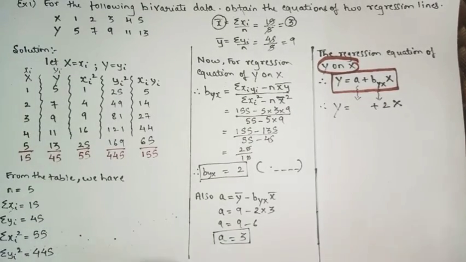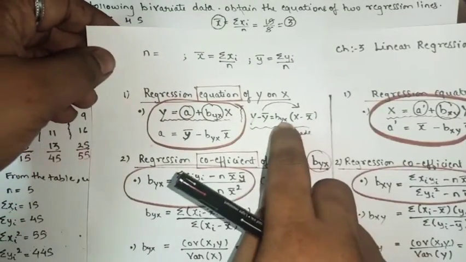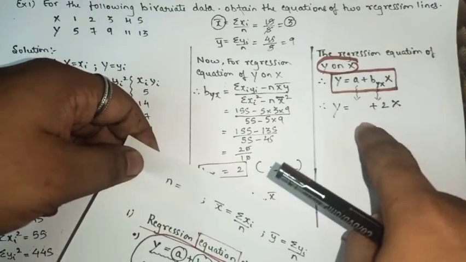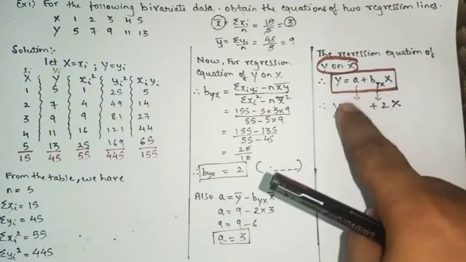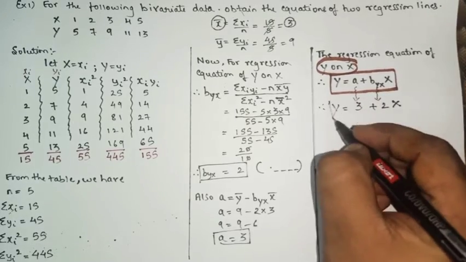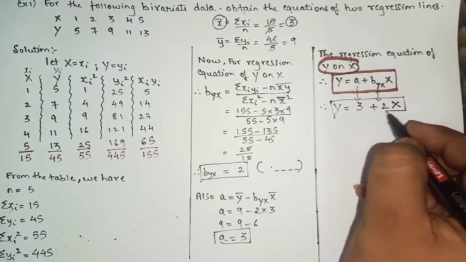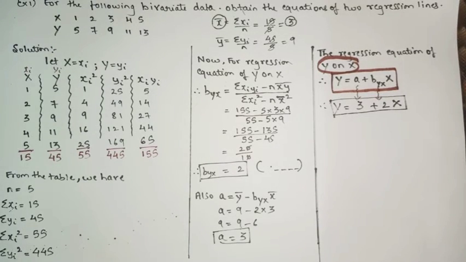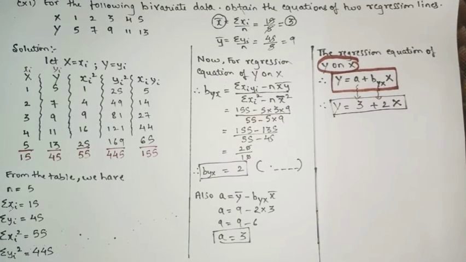So instead of this formula, we can apply this formula also. Still you will get the same answer as now we will get after substituting the value of a. So here a is what? 3. So this we can say it is a required regression equation y on x. Understood?